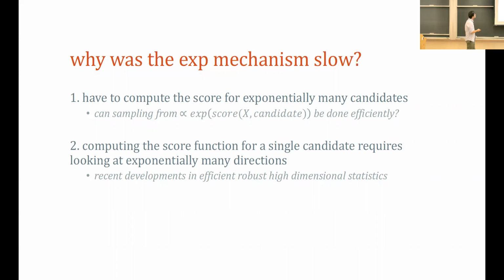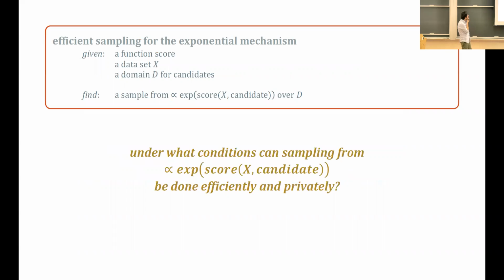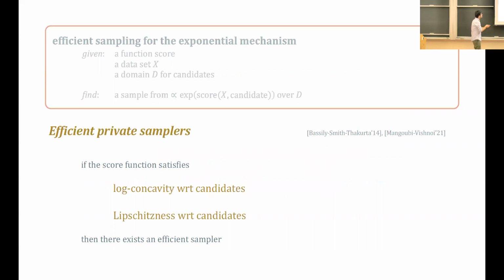Let's talk about the first one first, how we can deal with it. You have some score function, and you want to sample from the exponential mechanism. You want to know under what conditions you can do the exponential mechanism efficiently. Fortunately for us, this problem has been studied before, specifically by Vasily Smith and Takurta in 2014, and by Mangubi and Vishnoi in 2021 recently.